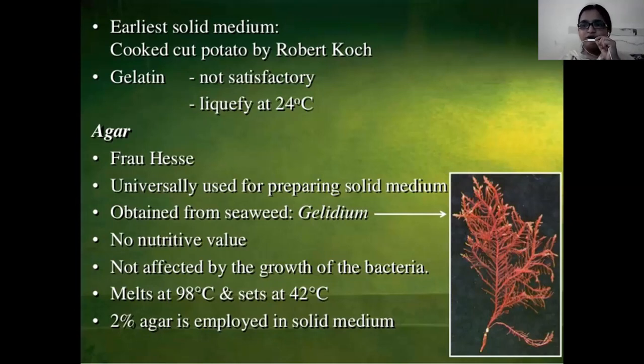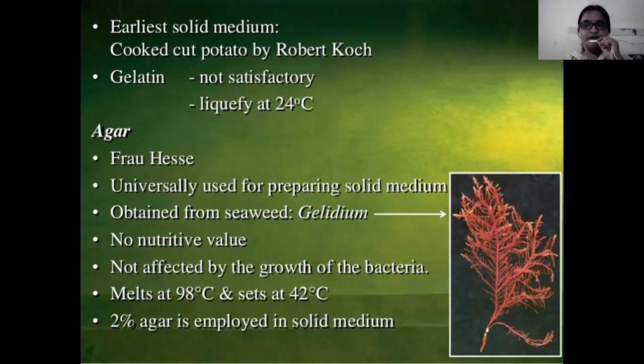And the earliest solid medium used was cooked cut potato by Robert Koch. He cut the potato slices and he tried to grow the bacteria on these potato slices, and then he also tried gelatin, but there was a problem with gelatin as a solid medium, because it was getting liquefied at 24 degrees centigrade, but the temperature required for growth of the pathogens is 37 degrees centigrade, so it could not work out. And then he tried agar agar.